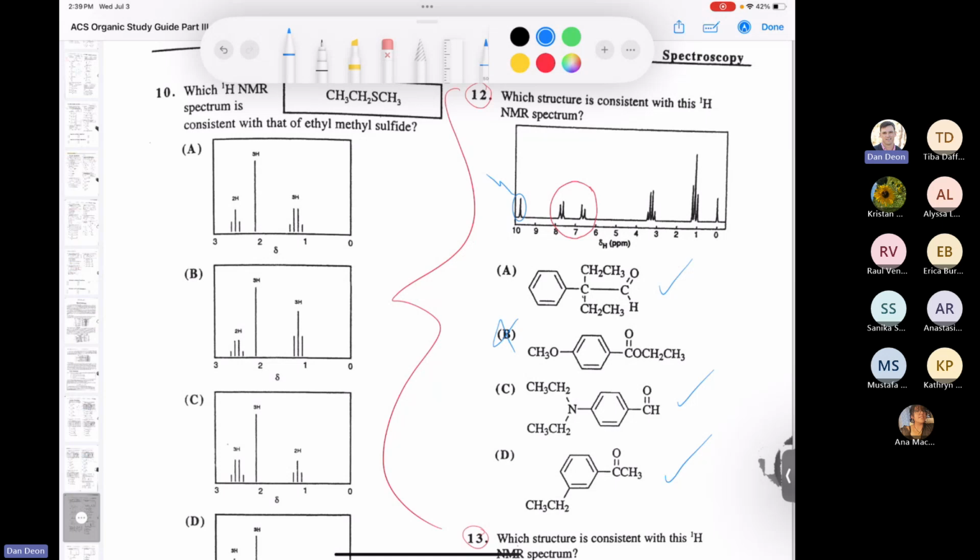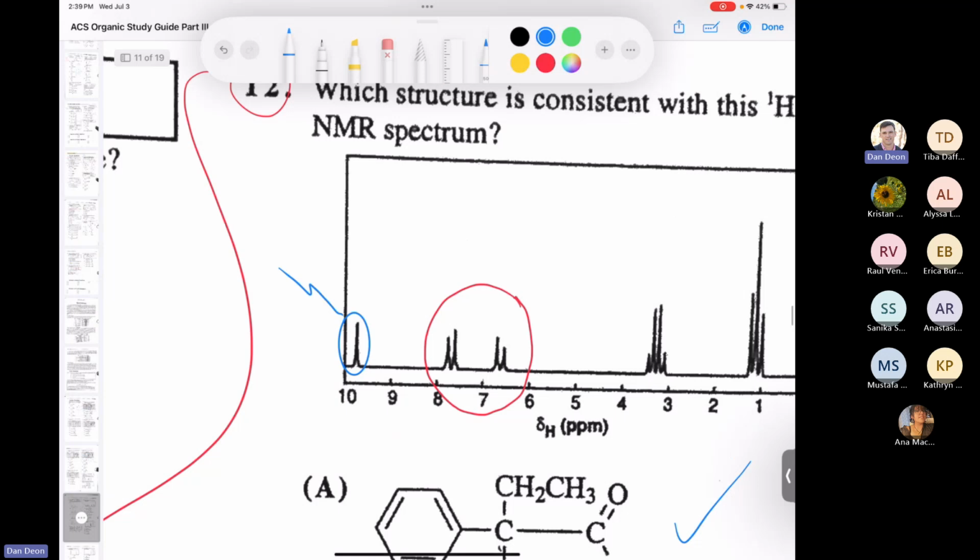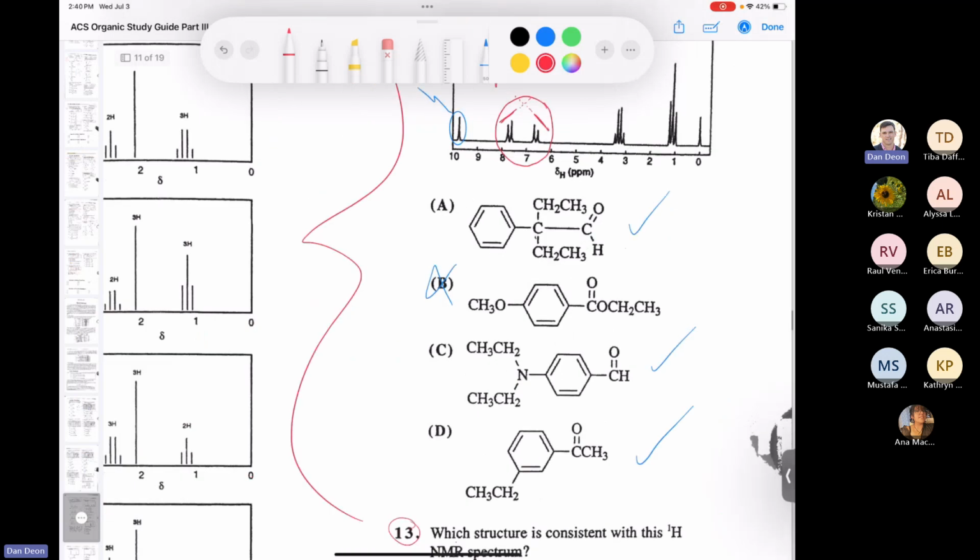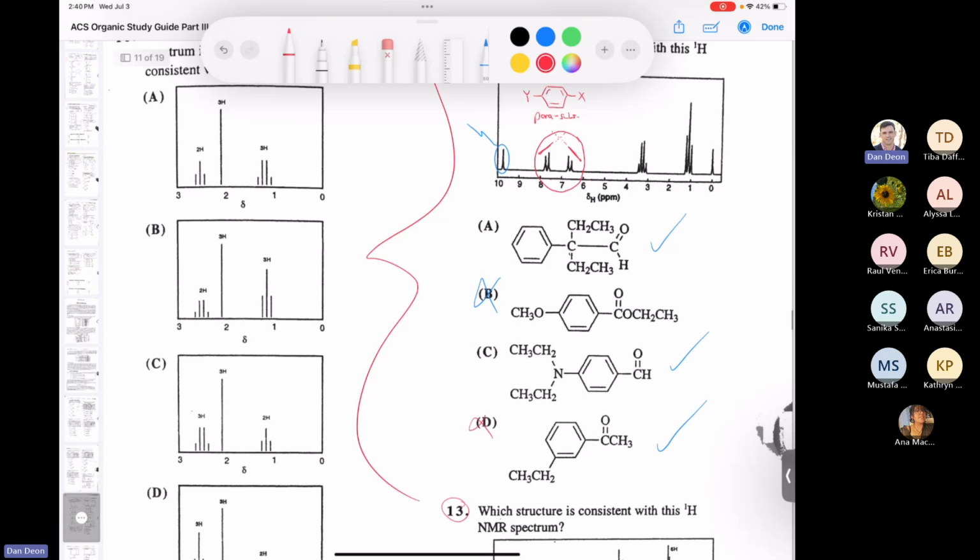Now, my next question to you guys is, if I zoom in on the aromatic region, does anybody remember what it means if I have 2 doublets that are leaning in towards each other like this? If you've forgotten, when you have 2 doublets that are leaning in towards each other like this, what it means is that you've got an aromatic ring with 2 different substituents. It means you have para substitution. So now if I go down here, you can see that out of all the other 3, this one doesn't have para substitution. This one doesn't have para substitution, but this one does have para substitution. So the answer has to be C.